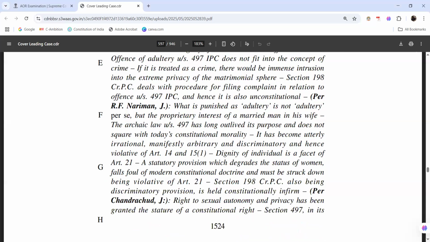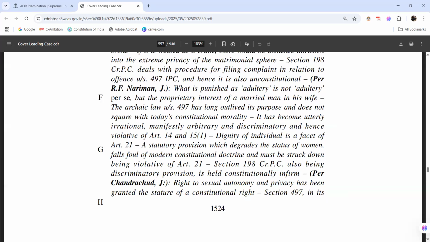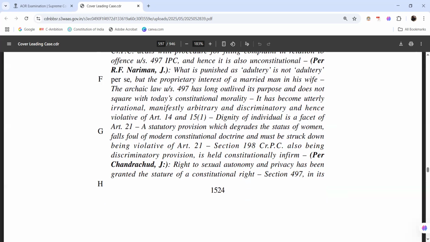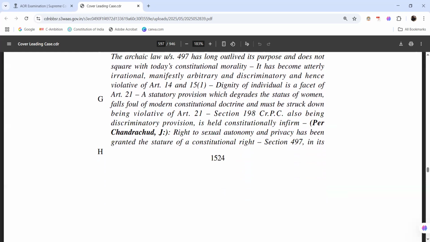Justice Nariman herein is also saying that what is punished as adultery is not adultery per se, but the proprietary interest of a married man in his wife, because the intent of the law was not to punish adultery as such, but rather to punish where the proprietary interest of a married man gets infringed. So the law is archaic in nature, it has outlived its purpose, and does not square within the four corners of constitutional morality. That is one finding of the court herein. Article 14, Article 15 clause 1, and Article 21 are being invoked here.